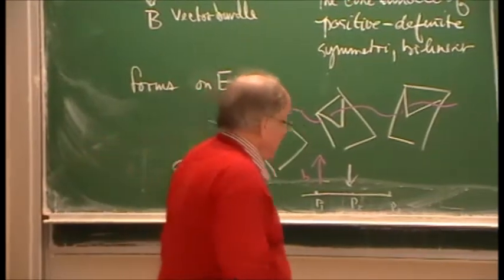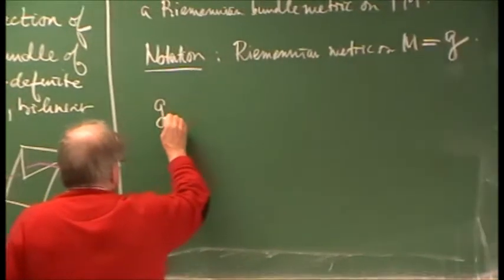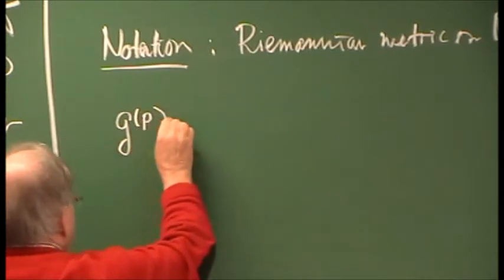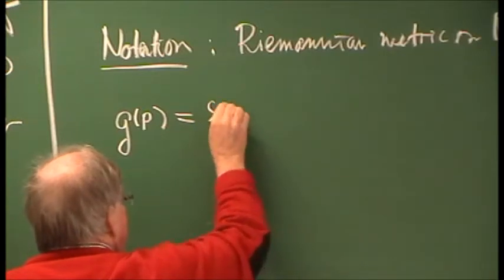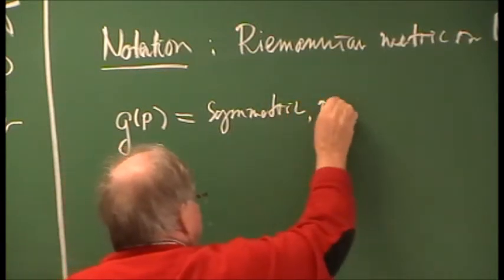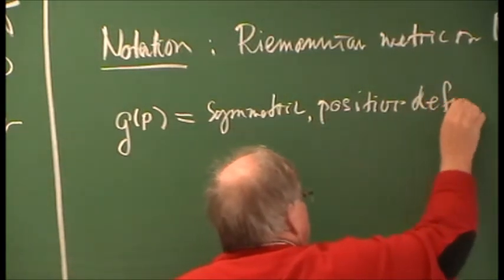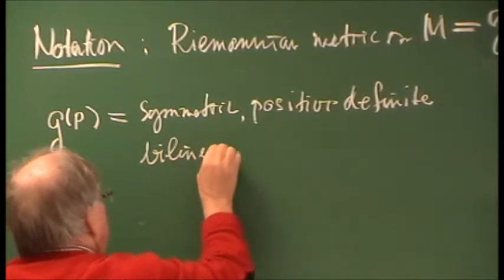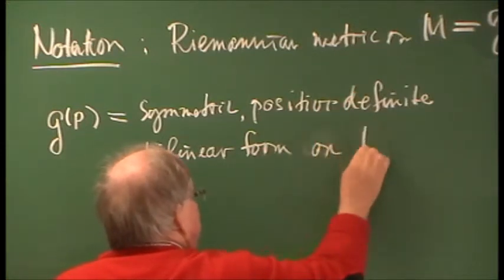So, G, let me just write it this way. G of P is then a symmetric positive definite bilinear form on the tangent space at P.